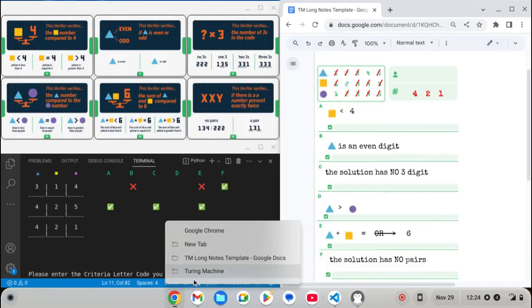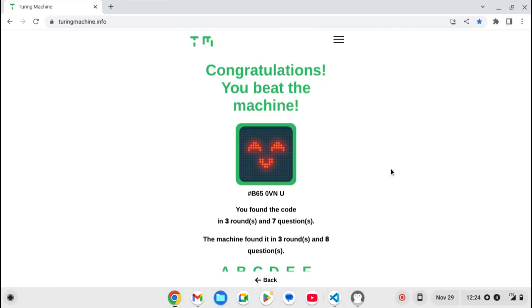Well, what about you? How did you solve it? Did you pick a different set of criteria cards, or in what order? And did you discover anything interesting that you'd like to share? Add those thoughts to the comments.